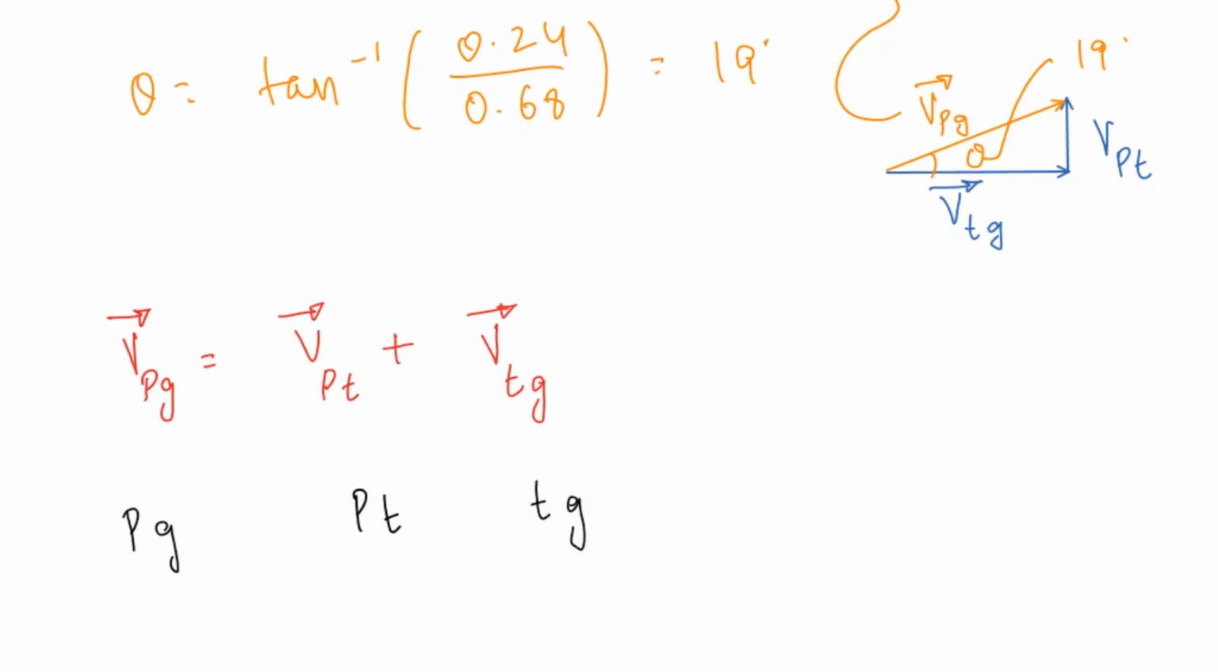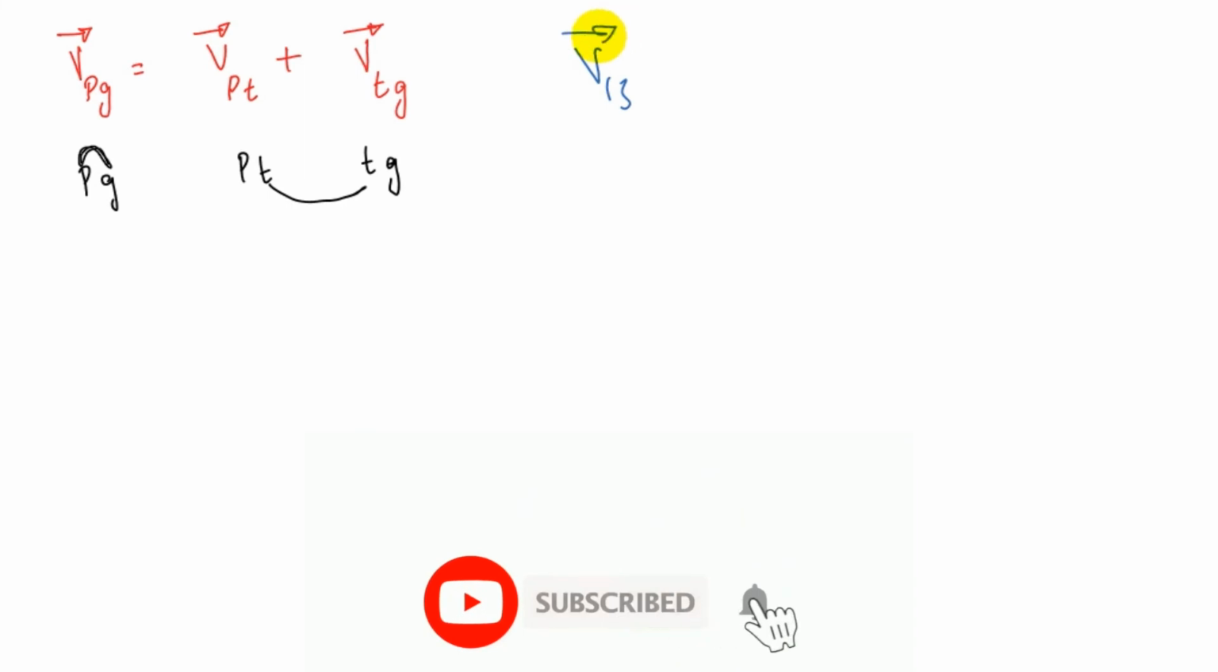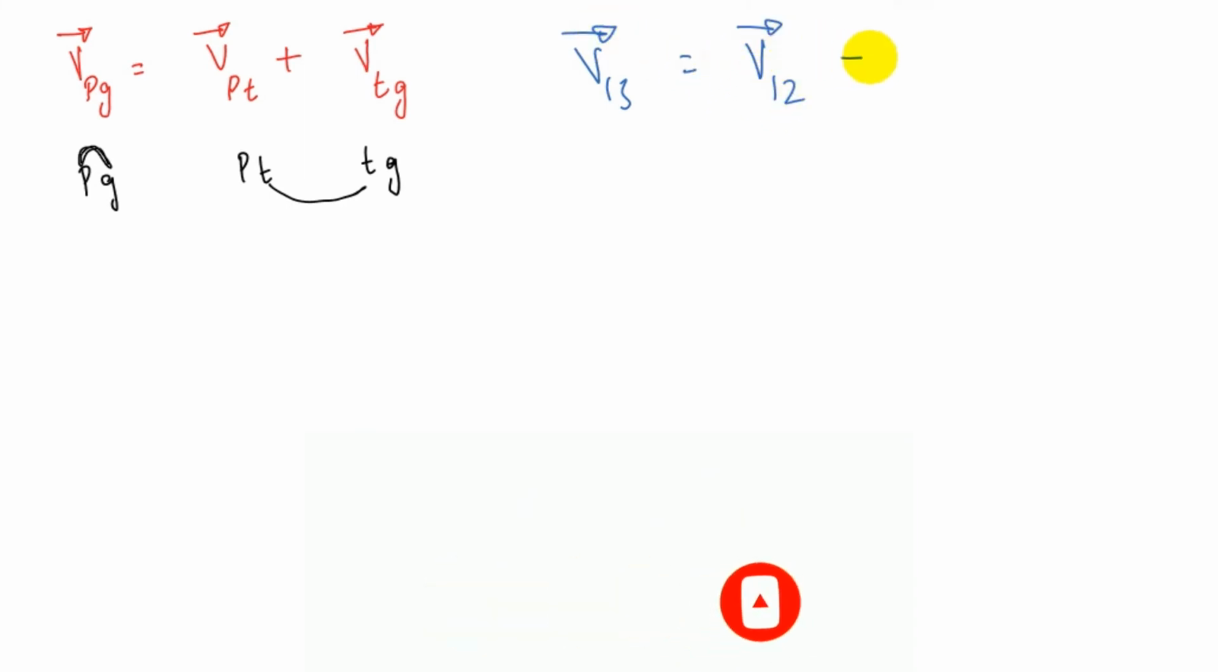From here we observe that a pair of T is added between P and G, and this pattern is true for any relative motion. Of course, the subscripts might change, but the pattern will not change. Now let's try to generalize this result. We have the velocity vector v13. Now it would be equal to the velocity vector v12 plus the velocity vector v23. We have just added this 2 in between 1 and 3.